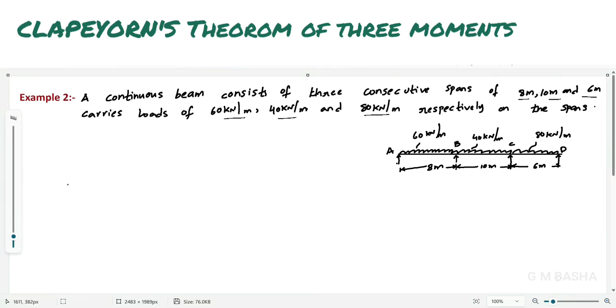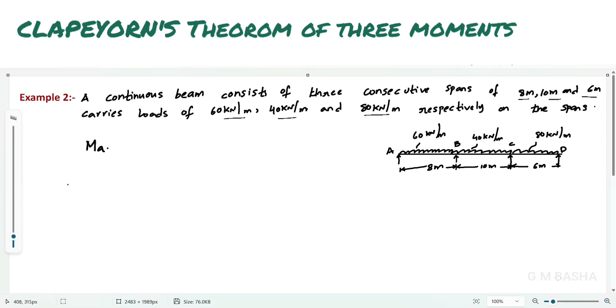See here, already I drew the diagram based on the question. So this is span AB, which carries 60 kN per meter on an 8 meter span. Similarly, BC is a 10 meter span with 40 kN per meter, and similarly CD is a 6 meter span with 80 kN per meter. So this beam will be solved based on Clapeyron's theorem of three moments. So please take down the equation.